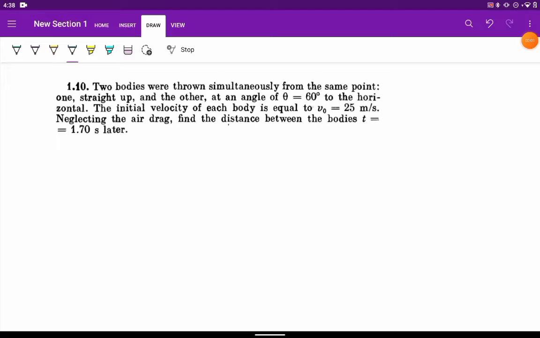So this problem is about the motion of bodies when gravity is involved. Two bodies were thrown simultaneously from the same point, one straight up and the other at an angle of theta equal to 60 degrees to the horizontal. The initial velocity of each body is equal to v naught equal to 25 meters per second. So both the initial velocity magnitudes are the same. Neglecting the air drag, find the distance between the bodies at t equal to 1.7 seconds later.